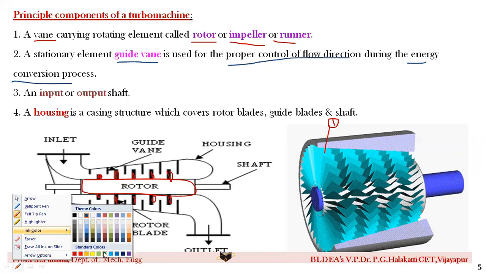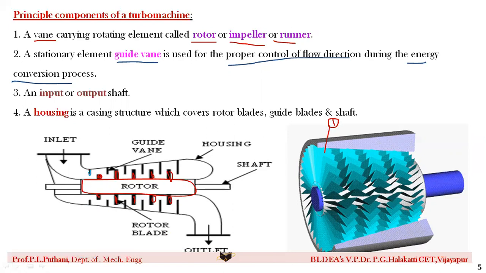Preferably we shall go for the blue color. Okay, so this one, 1, 2, 3, 4, 5, 6, 7, 8, 9, 10, 11, 12. These are all guide vanes. They are stationary. Why are they stationary?